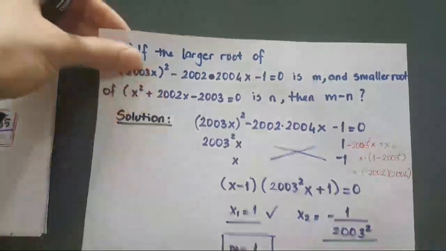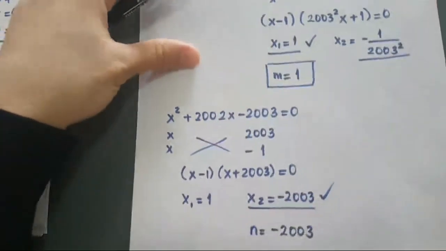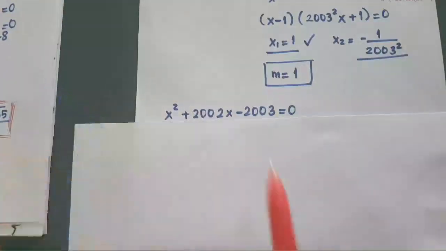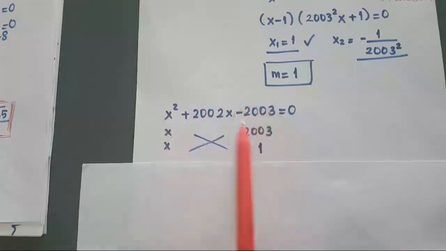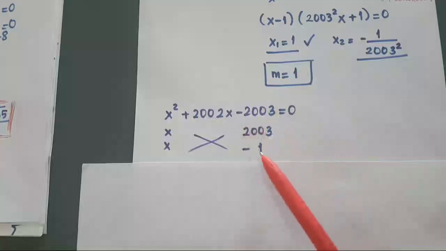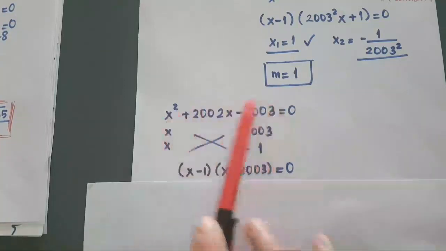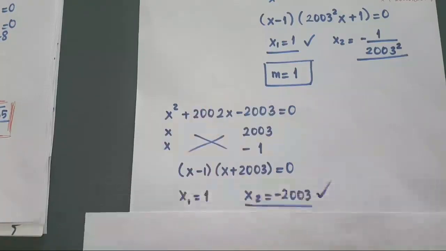For the first equation, we got m equal to 1. What about the second one? Here it is: x squared plus 2002x minus 2003 is equal to 0. It's much easier to see the factors of this. Factors of x squared are x and x, and factors of negative 2003 are positive 2003 and negative 1. If I factorize, x minus 1 times x plus 2003 are factors of this trinomial. So what will be the roots of the second equation? The roots are 1 and negative 2003.